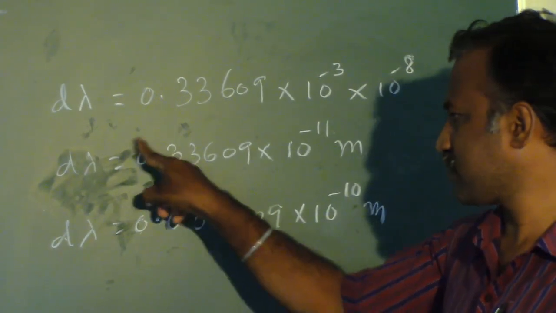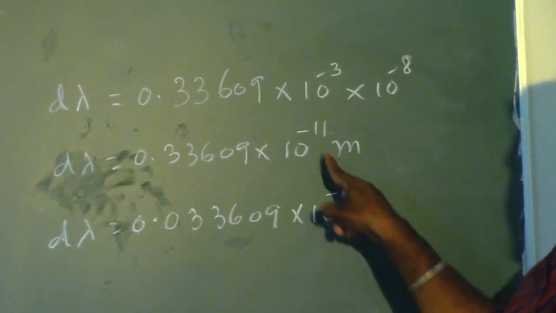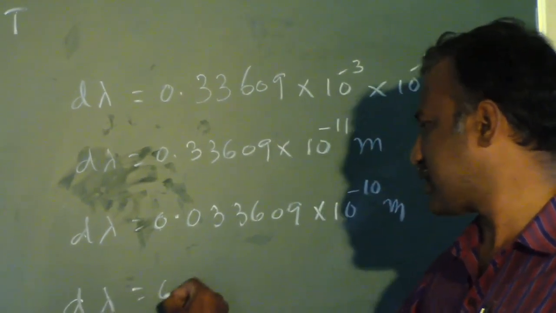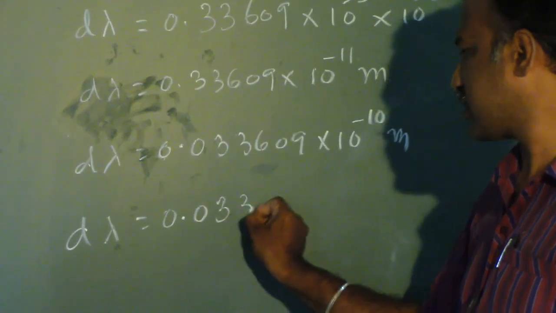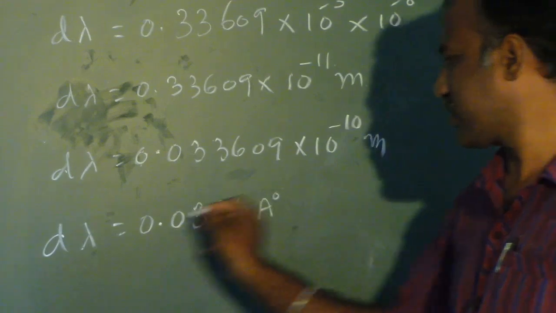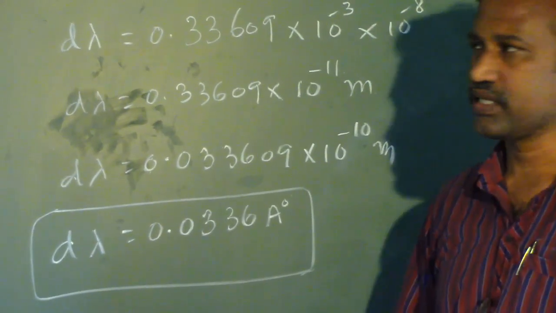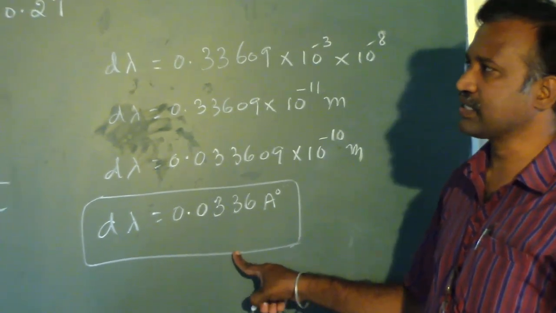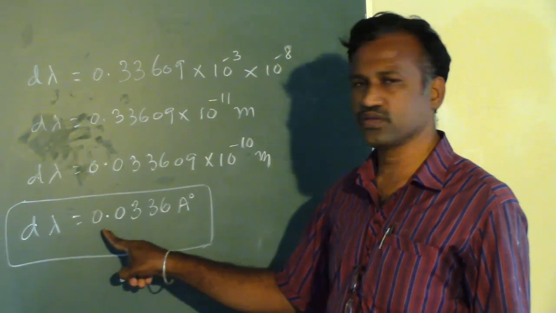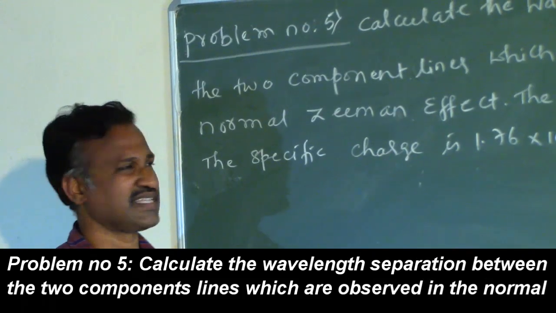So I have shifted this decimal point one digit towards the left, therefore it will be 10 to the power of minus 10 instead of 10 to the power of minus 11. Now finally we have d lambda is equal to 0.0336 into 10 to the power of minus 10 meter, which is nothing but Angstrom. So therefore this is the solution for this particular numerical problem. That is the separation between the original line and the component of the transverse Zeeman pattern. So the shift will be d lambda is equal to 0.0336 Angstrom. Let us move on to the fifth problem in this session.